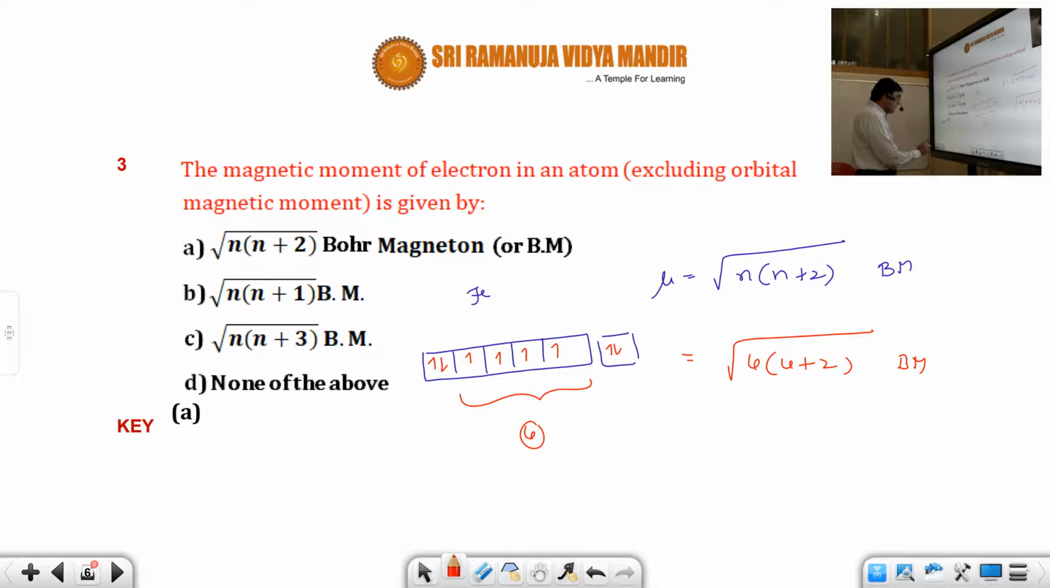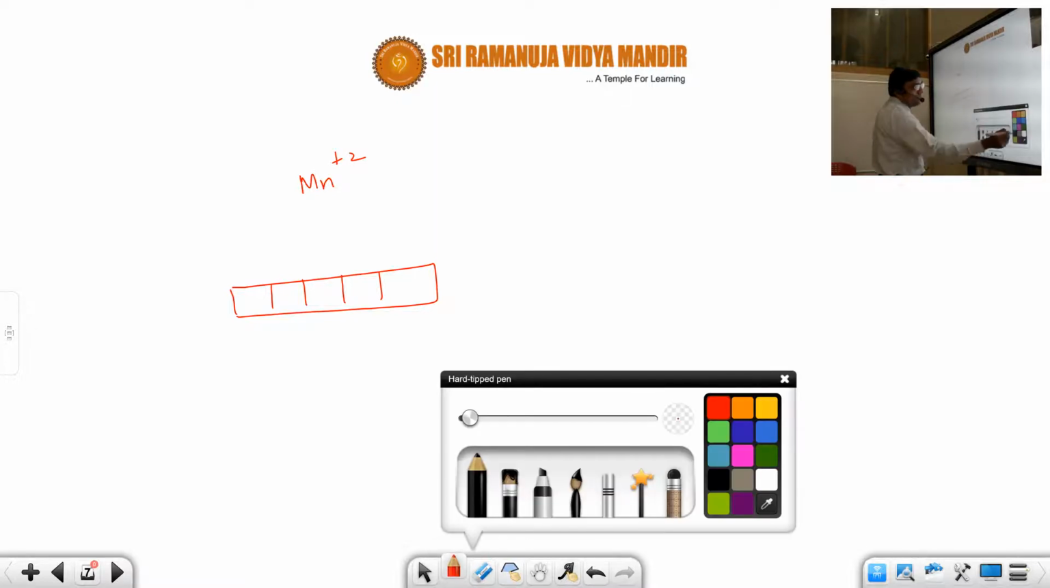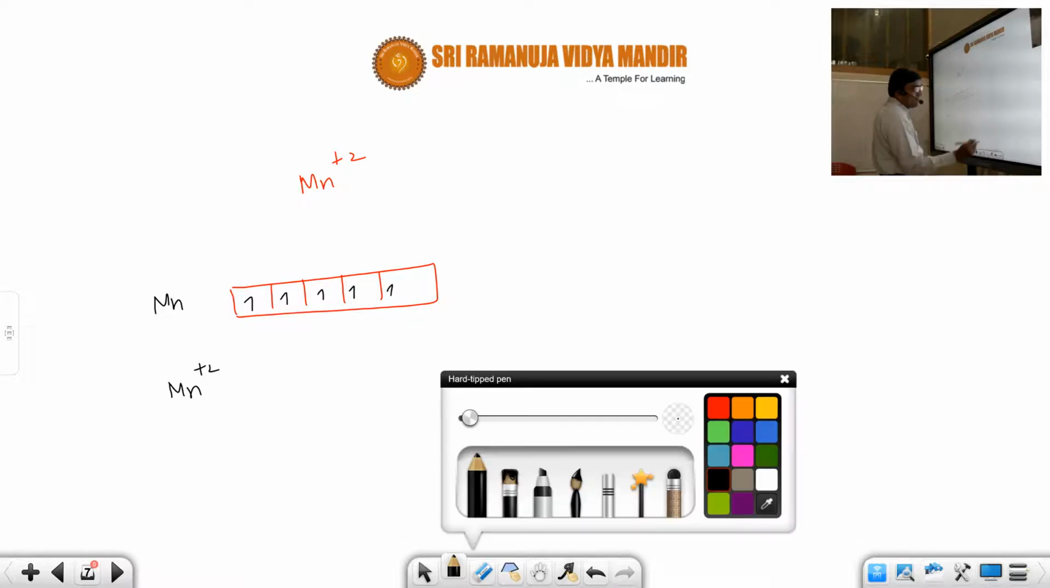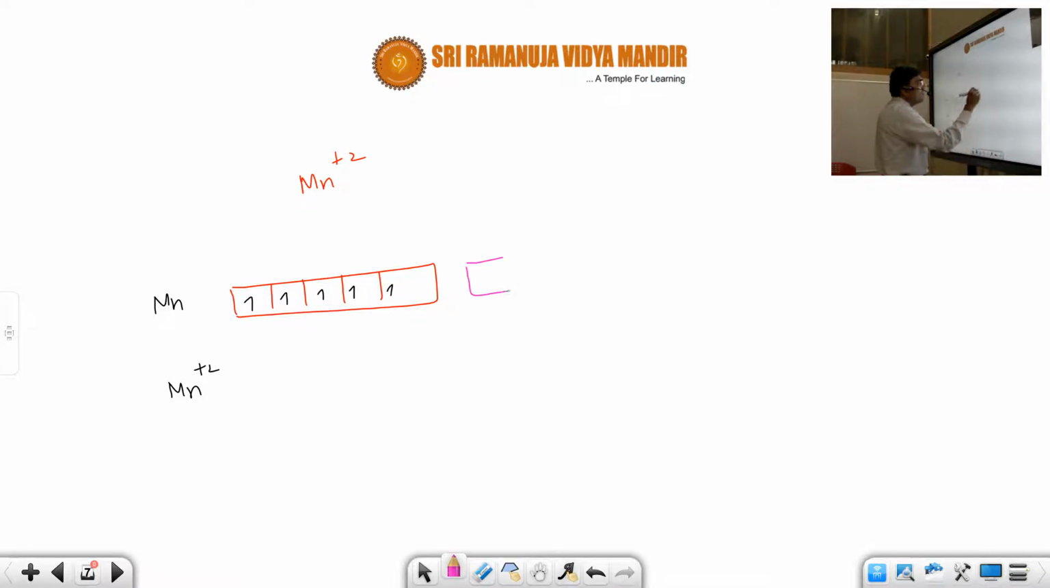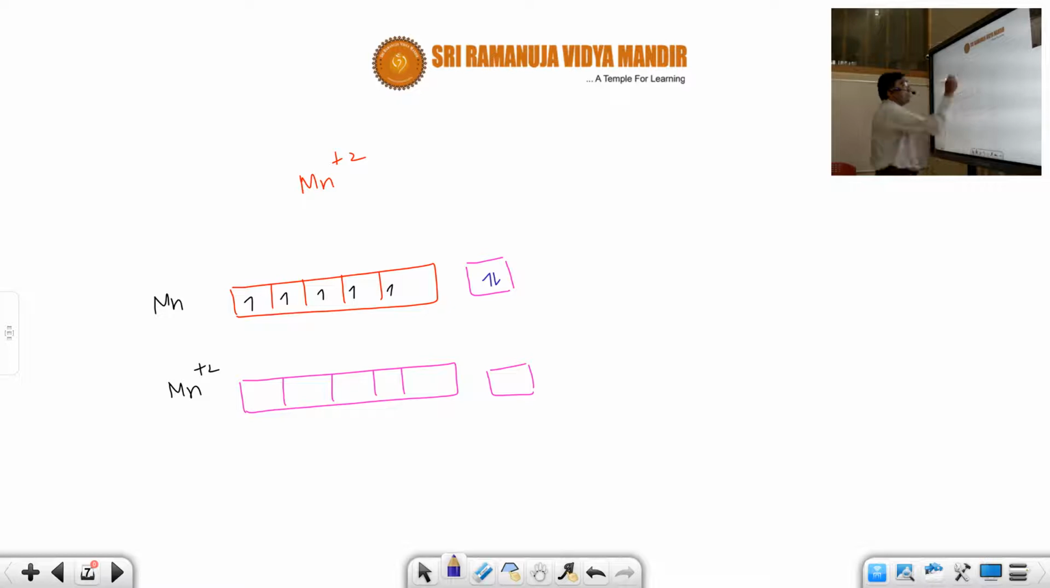Now, for example, this question is asked in the competitive examination. What is the magnetic moment for Mn plus 2? Plus 2 means what, students? 2 electrons you have to remove. So this is manganese. Manganese, how many electrons? 1s2, 2s2, 2p6, 3s2, 3p6, 3d5, 4s2. Agreed? Now, Mn plus 2 means these 2 electrons are lost. So, this is Mn plus 2.